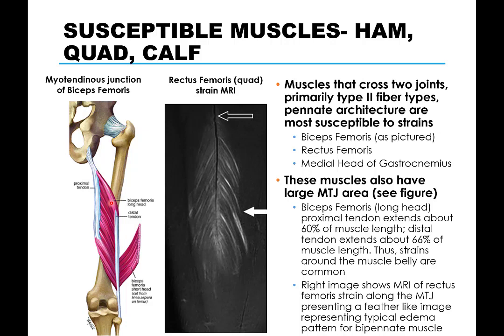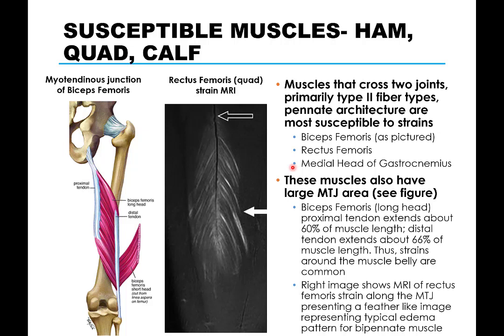An external counterforce can pull on the biceps femoris by acting on the hip joint or by acting on the knee joint. This is in contrast to muscles like the deltoids that only cross one joint. As you may know, the deltoid is not very susceptible to a strain, and this characteristic is one of the reasons. Now, other muscles that share this characteristic and are known to be at a high risk for strain include the rectus femoris, which is a large quadriceps muscle, and the medial head of the gastrocnemius, which is part of the larger calf muscle.